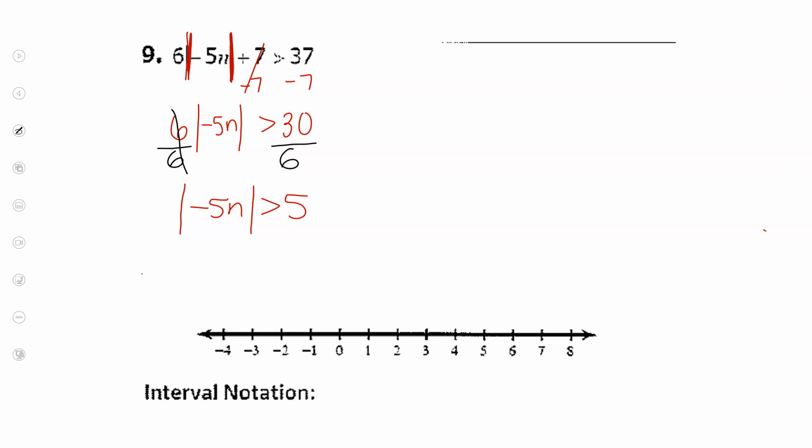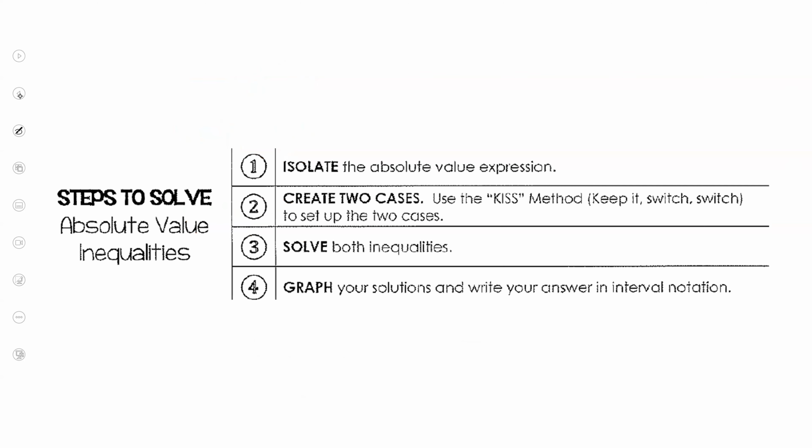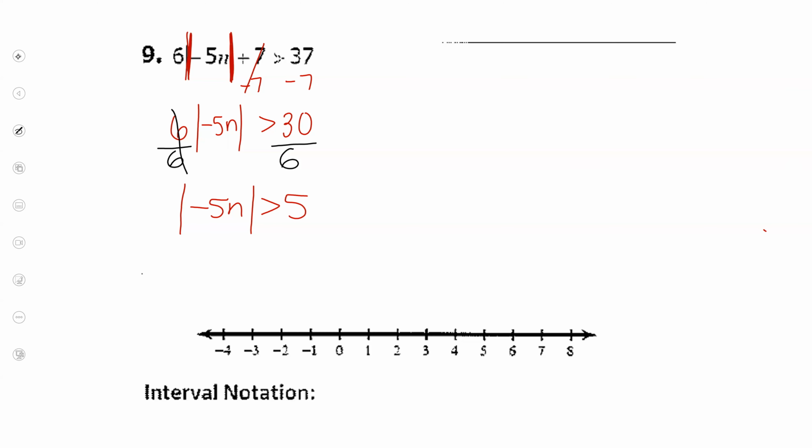So let's remind ourselves what step 2 is. Step 2 is to create 2 cases. So we're going to keep the first one and we're going to switch, okay? So my 2 cases. I'm going to keep this, so I'm going to have negative 5n is greater than 5. That's my first case. You just keep what it is. My next case, I'm going to switch the symbol and change the number. Switch the symbol, switch the number to a negative.